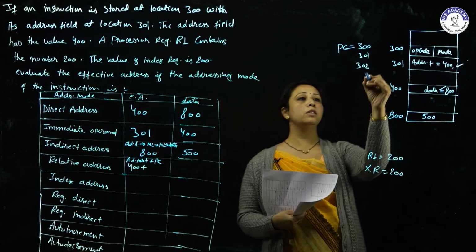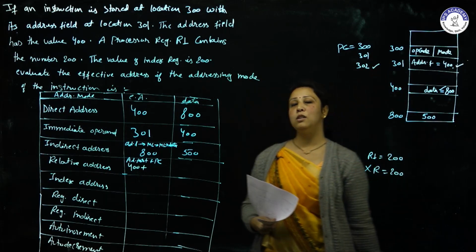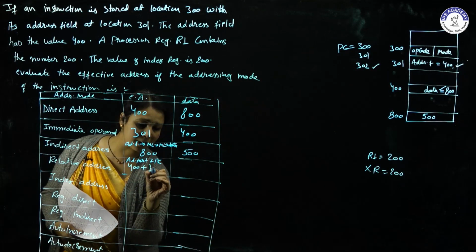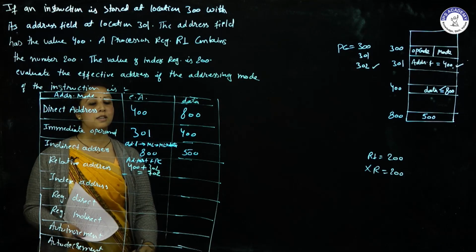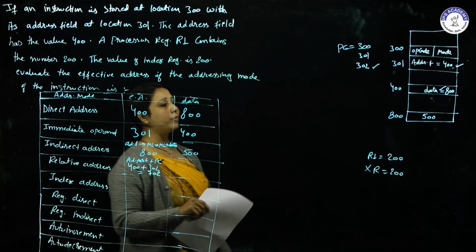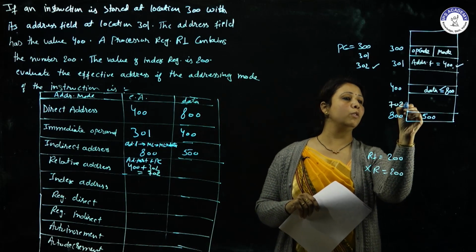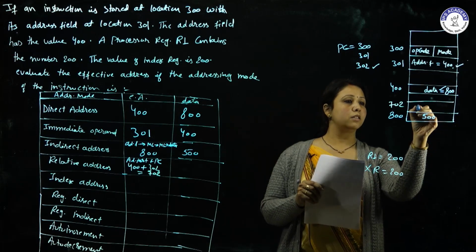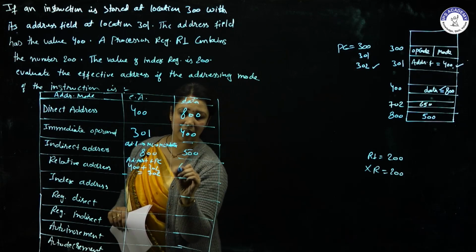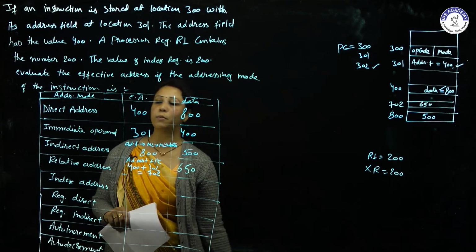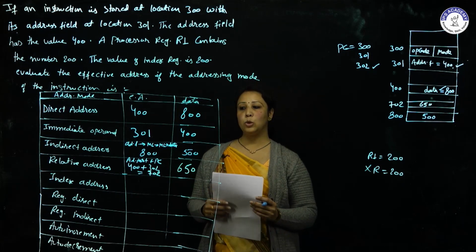Now the program counter's value becomes 302. So we have to add this 302. So it becomes 702. The effective address is 702, and suppose the 702 contains the value 650. So the data is 650 on which we have to perform the operation, and its effective address is 702.